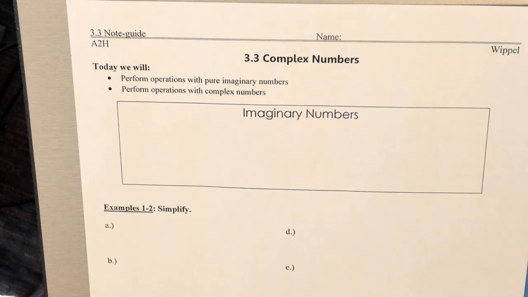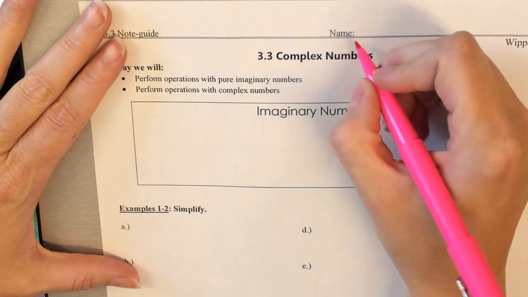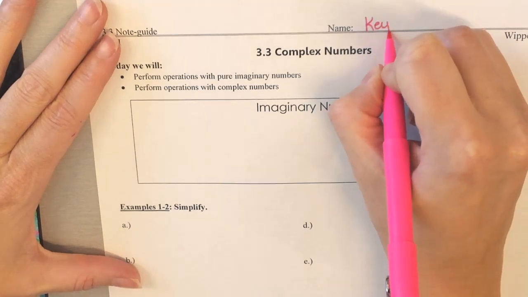Okay, so 3.3 is about complex numbers. Complex numbers are a mixture of real numbers and imaginary numbers. Remember how we've been doing the domain and we've always been saying, oh, the domain is all real numbers? If you were like me, at one point I was thinking, okay, why do we have to say it's all real numbers if it's just all the numbers? Well, there's a set of imaginary numbers, and we're going to talk about that today.